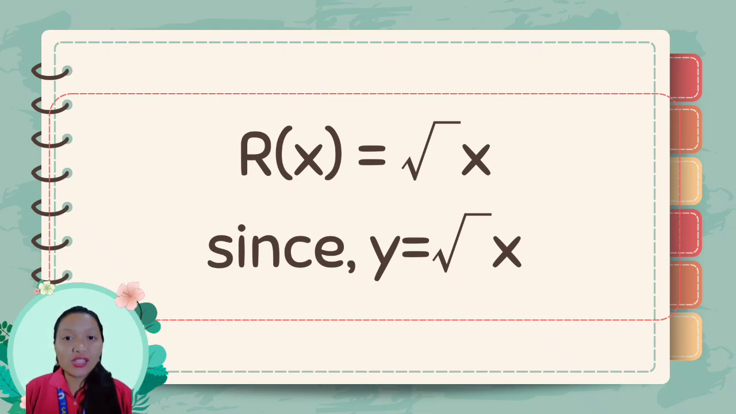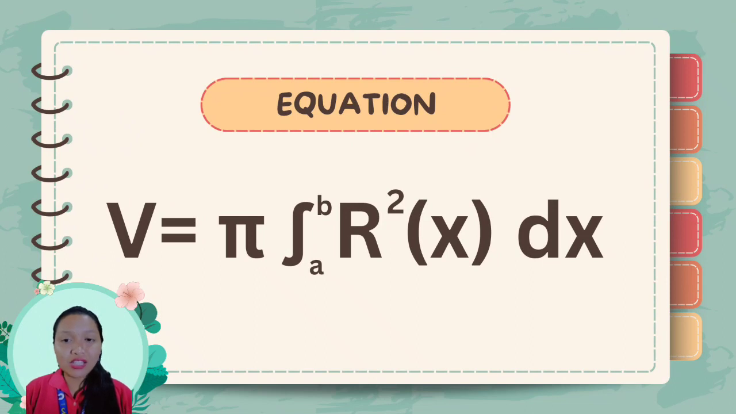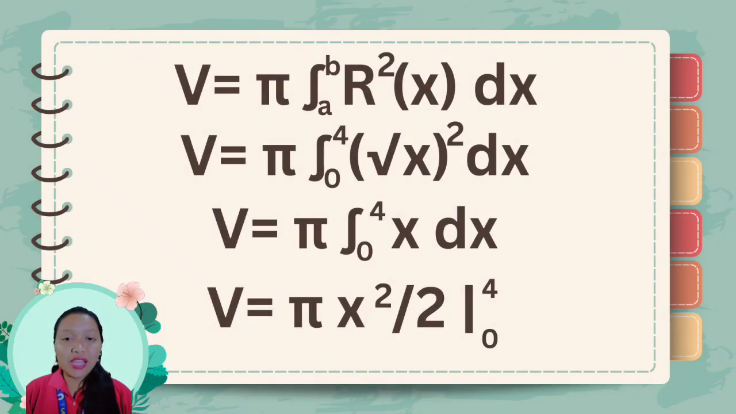Now, let us use this equation. The volume is equal to pi times the integration from a to b of r of x, dx. But let us not forget to square it. So substitute the given problem. We've got pi times the integration from a equals 0 to b equals 4, and r of x is square root of x. Then we're going to square that, then dx. So the square of the square root of x is basically x.